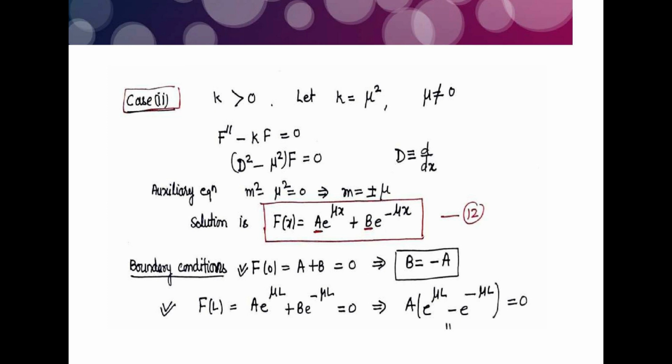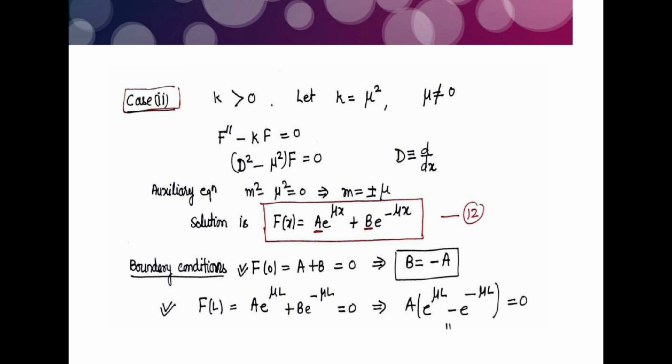Now the first boundary condition is f of 0 is 0. So this implies that A plus B equal to 0. I am just putting x equal to 0 in equation number 12. So we get A plus B equal to 0, or we can say that B equal to minus A.